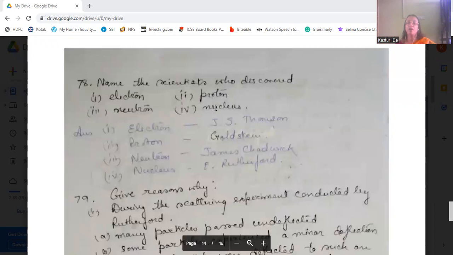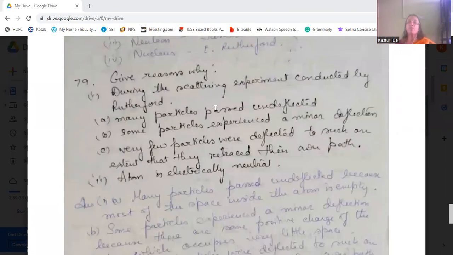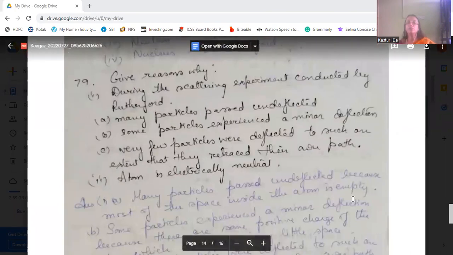Okay. Next is: name the scientist who discovered electron, proton, neutron, and nucleus. So electron was discovered by J.J. Thomson, proton by Goldstein, neutron by James Chadwick, and nucleus by Ernest Rutherford. Give reasons why. Describe the scattering experiment conducted by Rutherford.